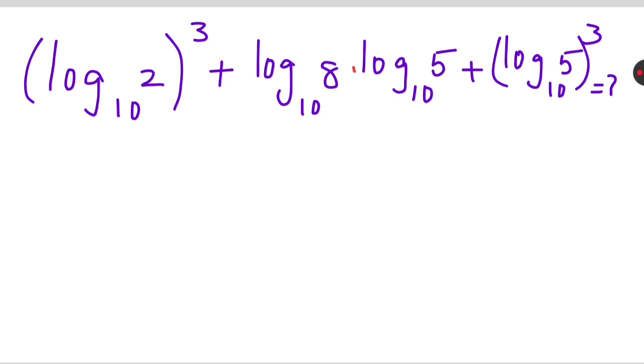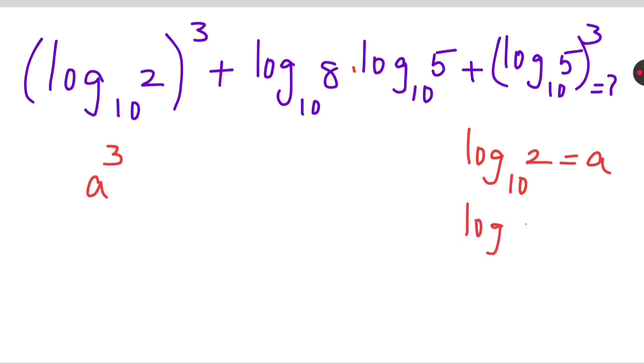That is, observe each and every term carefully. (Log 2 with base 10) whole raised to power of 3. Suppose we consider this log 2 with base 10 as a, now it is in the form of a raised to power of 3, isn't it? And consider this log 5 with base 10 as b. Then the last term is in the form of b raised to power of 3, isn't it?